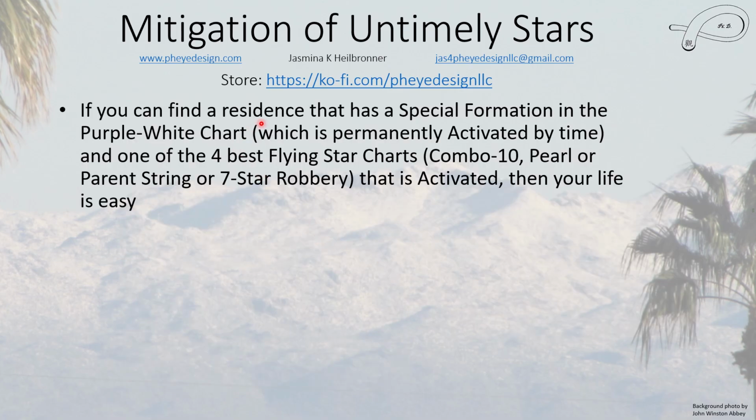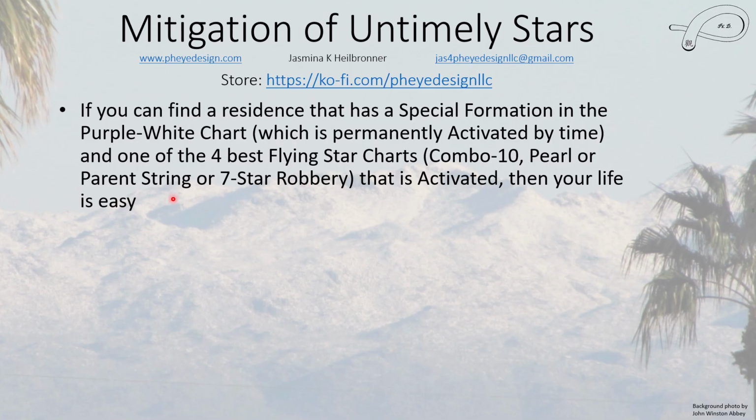Now, if you can find a residence that has a special formation in the purple-white chart, and purple-white charts are permanently activated by time, and also has one of the 4 best flying star chart formations that is activated, and that's the combo 10, the pearl string, parent string, or 7-star robbery. But those have to be activated either by the shape of the house or by landforms. So you have to know what you're doing there. Then your life is actually very, very easy.